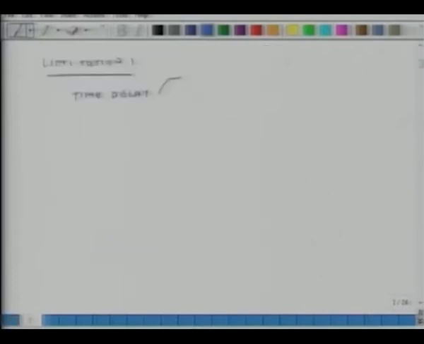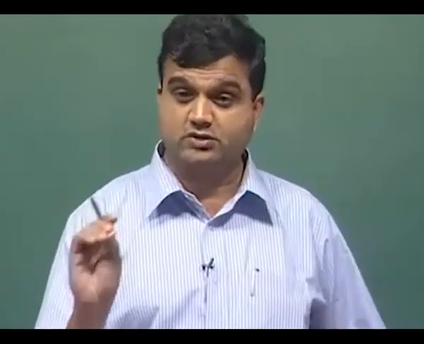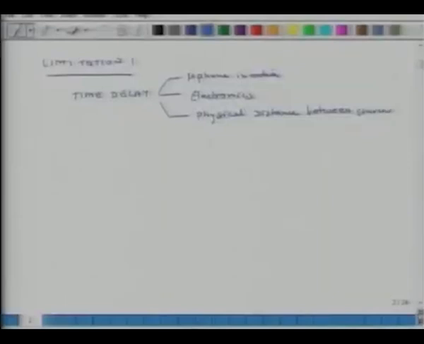So the time delay could be due to, as we said, microphone inertia. It could also be due to electronics. It could also be due to physical distance between this concentrated noise source, and we are not talking about a diffuse noise source, we are talking about one coming from a very local point, between the source of noise and the transducer which is emitting the corrective signals.